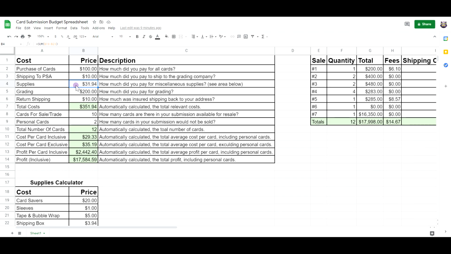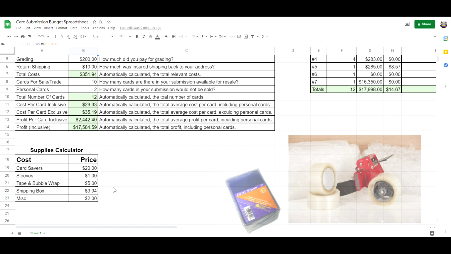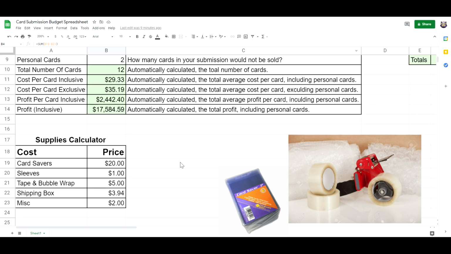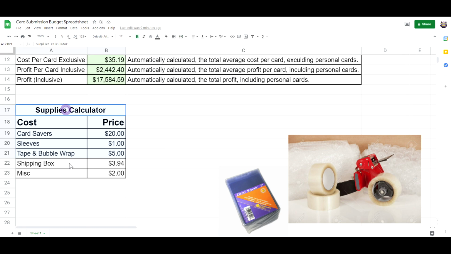Next up is going to be supplies, and for the supplies I actually have a separate calculator down below. So I'm just going to very quickly zoom in over here and show you the supplies calculator. For the supplies calculator, I obviously have some major straightforward things that I have found are relevant to every single submission, and then there are some things that can vary depending on the day.